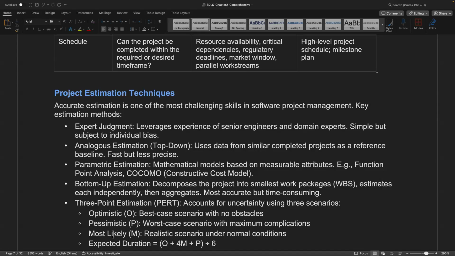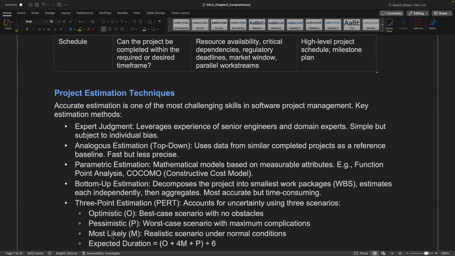Okay, so which means that we may need to have some key methods that we may use to estimate the project. So we have expert judgment, where we rely on the expertise of the senior engineers and the domain experts in our company. Or we have the top-down approach, where we may use data from similar projects that we have done as our baseline, so that we try to cut down some other processes.